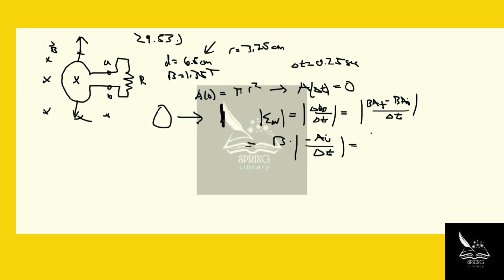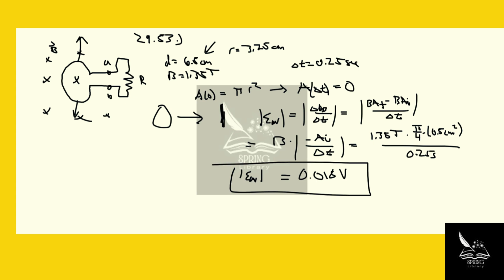And now we can plug it all into our calculator. We have 1.35 Teslas times pi over 4 times 6.5 centimeters squared, all over 0.25 seconds. When we convert all those units and plug it in, we should see this is 0.018 volts. So that's our average EMF during that time.